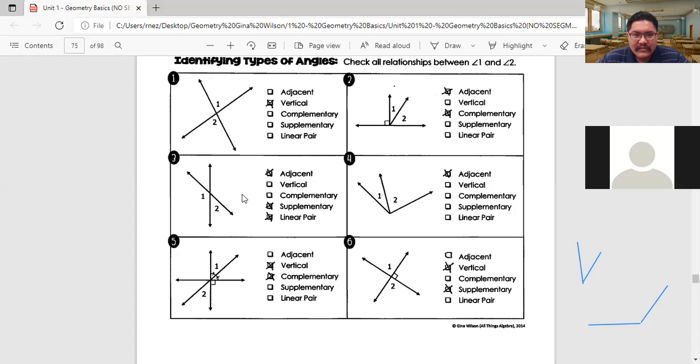All right, let's move over to this one. So they are supplementary, they are a linear pair, and they're adjacent. All right, so they're not vertical because they're not across from each other, and they're not complementary because they're not 90 degrees.